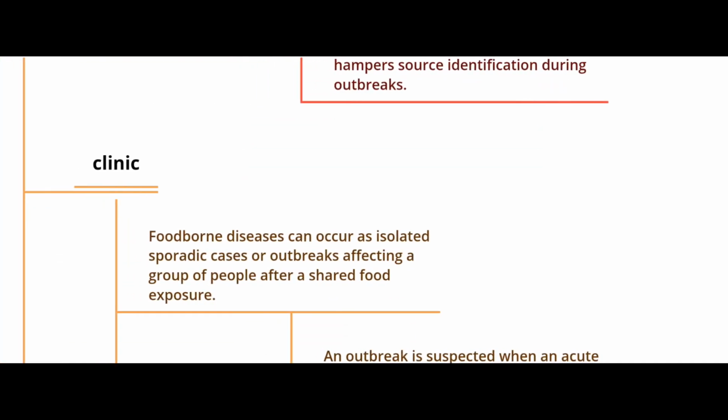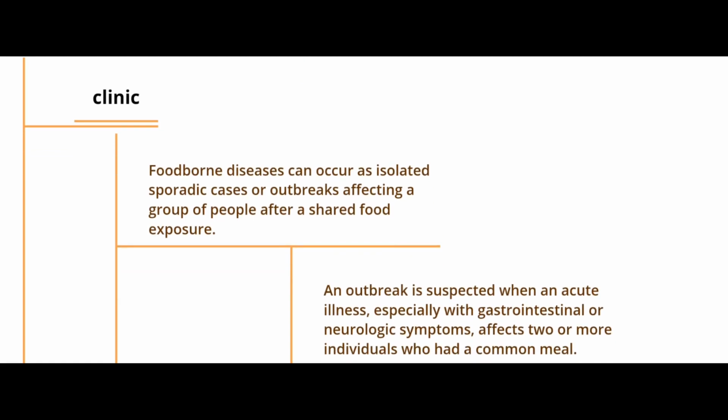Now, if we go into the clinic of foodborne disease, it can occur as sporadic cases or outbreaks affecting a group of people after shared food exposure. Usually, sporadic cases is, as we said, someone bought something from a local farmer or a local producer, didn't clean it well, didn't do the prophylactic measures well, and got the disease. Or, if we are talking about outbreak, it's more about a big restaurant chain or a big producer and shipment company that had contaminated source of food distributed on a large scale.